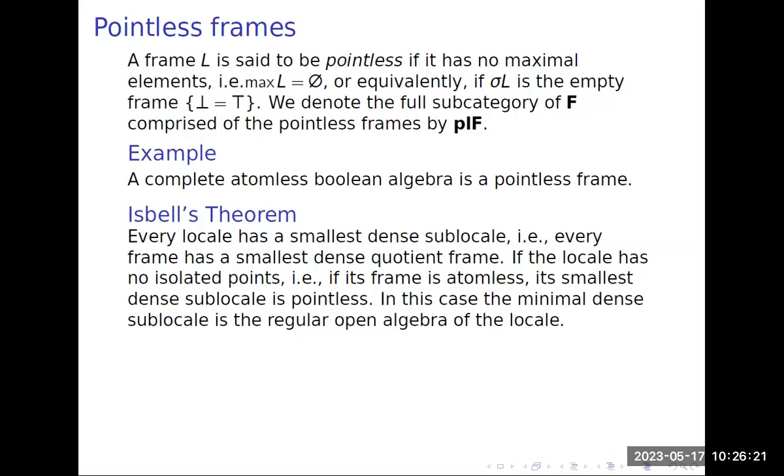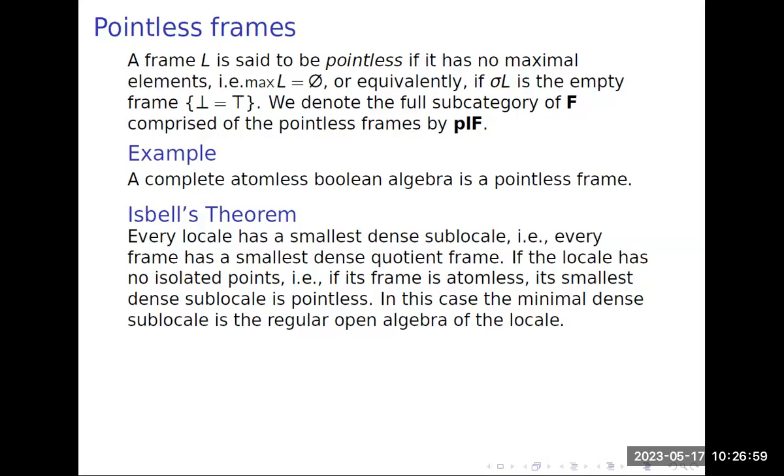They are obviously frames. They are in fact completely regular, and they have a tremendous amount of importance in this subject because of a very famous theorem of Isbell, to the point that every locale has a smallest dense sublocale. And in the case of a frame which is spatial, this is simply the regular open algebra, right? And the corresponding nucleus is the map which takes any open set to its regularization, the interior of the closure.